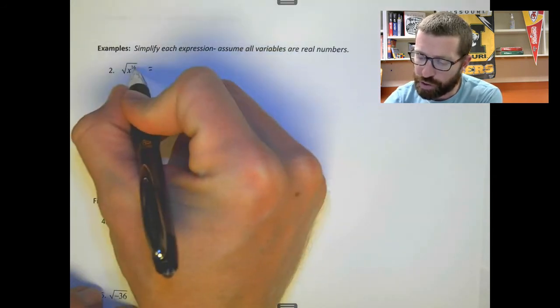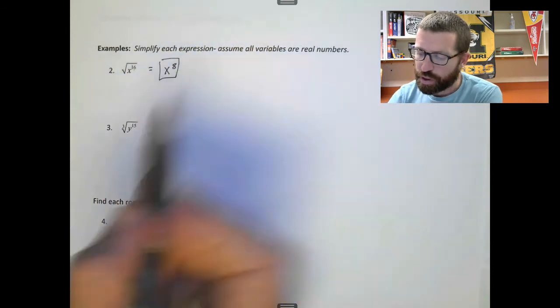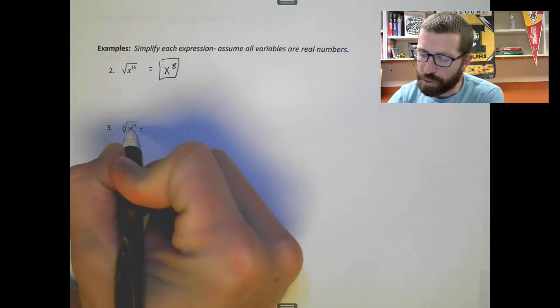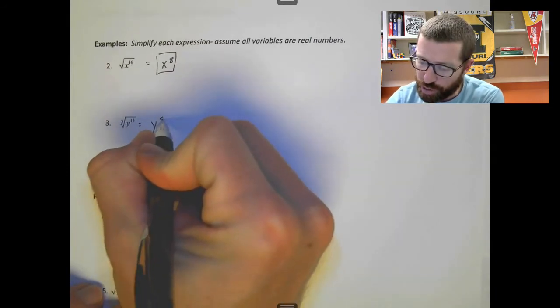So we do 16 divided by 2, which is x to the 8th. And then this would be 15 divided by 5, or divided by 3, excuse me, which is y to the 5th.